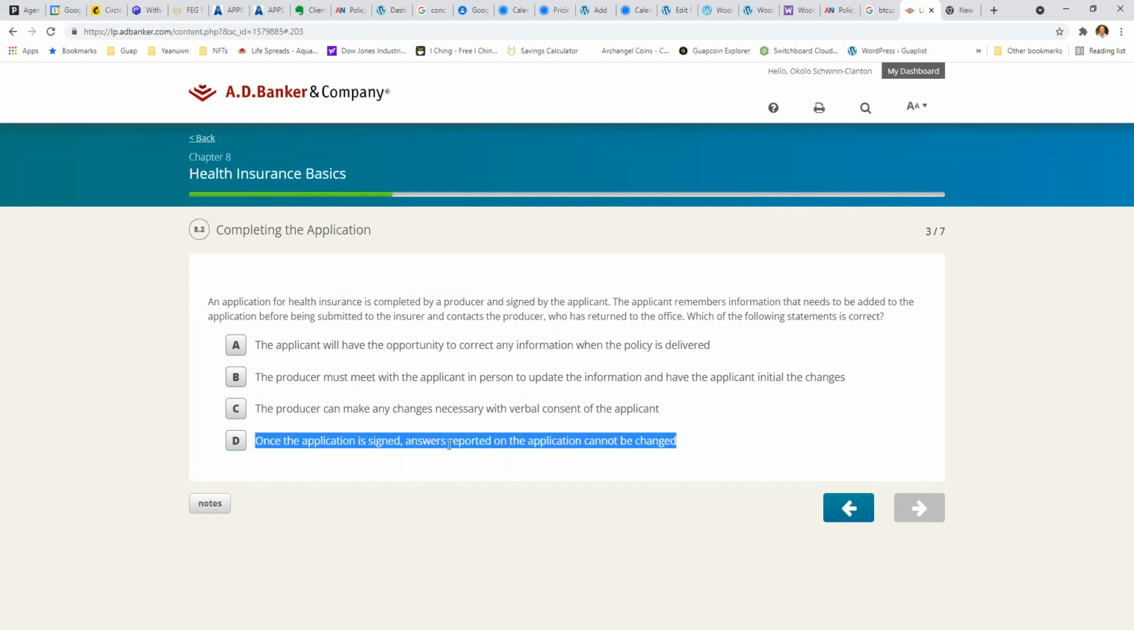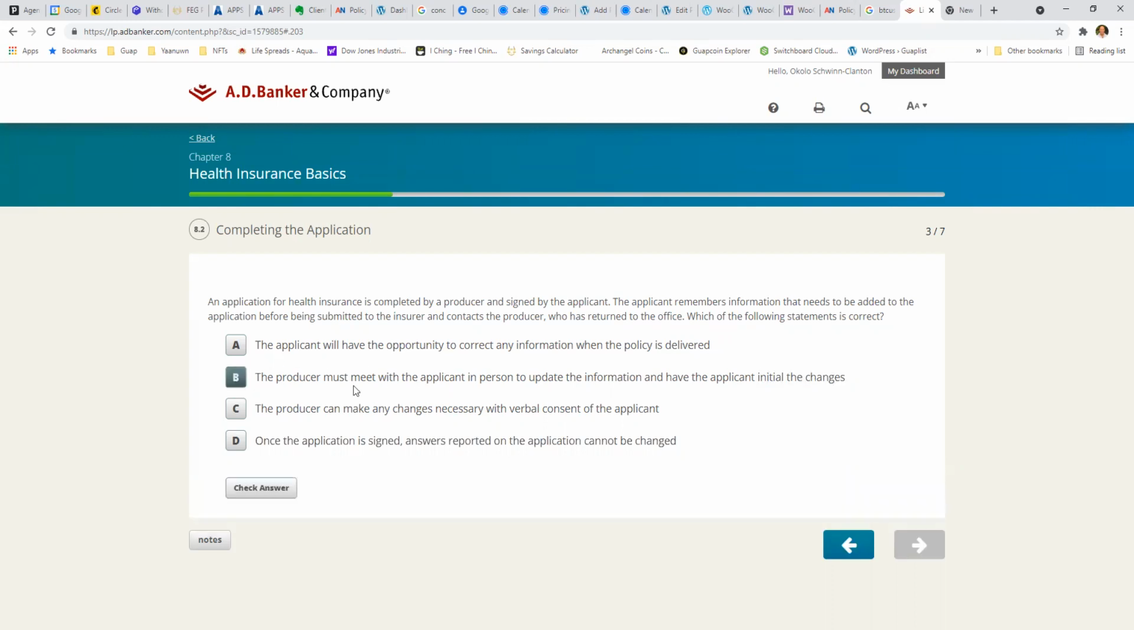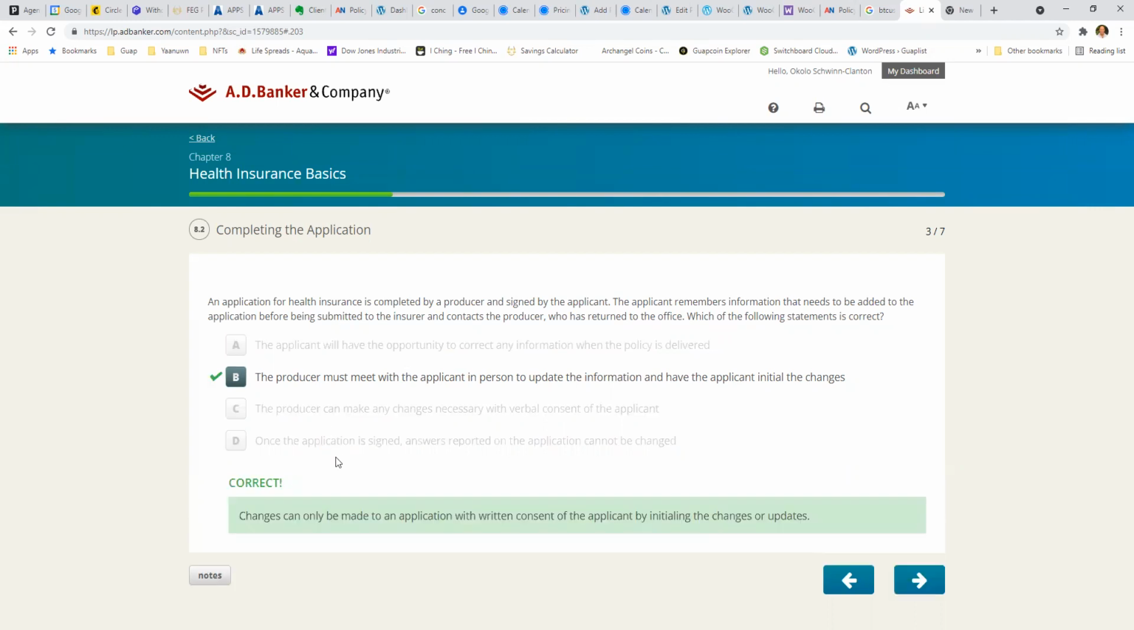Once the application is signed, answers reported to the application cannot be changed. That's not true, but this is of course a little bit different now. In person is not 100% true anymore, but the implication I think is historically true because they do have to initial the changes. So that's the important part. So don't get caught up in this wording that they haven't updated it since we're now doing Zoom almost all the time. Changes can only be made to an application with written consent of the applicant by initialing the changes or updates.